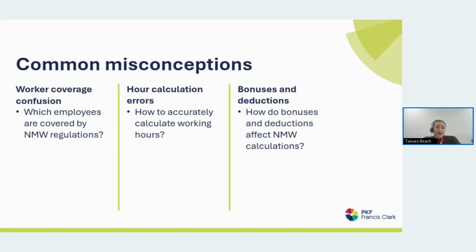Misinterpretation of how to accurately calculate working hours can lead to compliance issues and underpayments. So, for example, maybe workers that are paid on commission, they must still earn at least the national minimum wage when averaged over their pay reference period. Travel between work assignments needs to be paid and factored into national minimum wage calculations. That's quite a common misunderstood area.